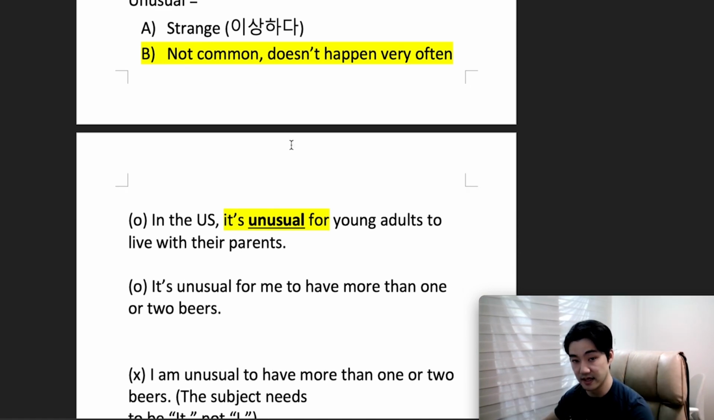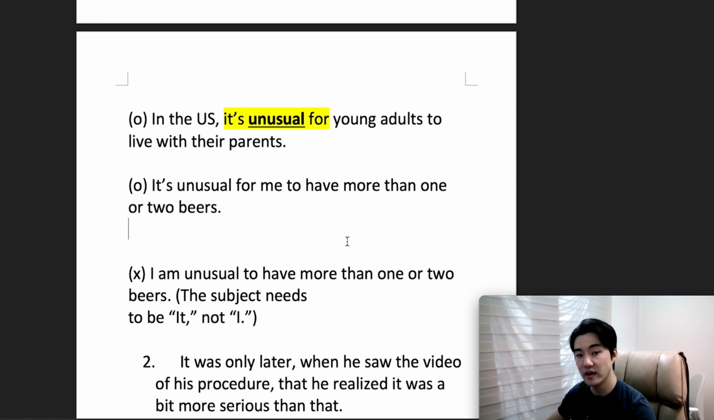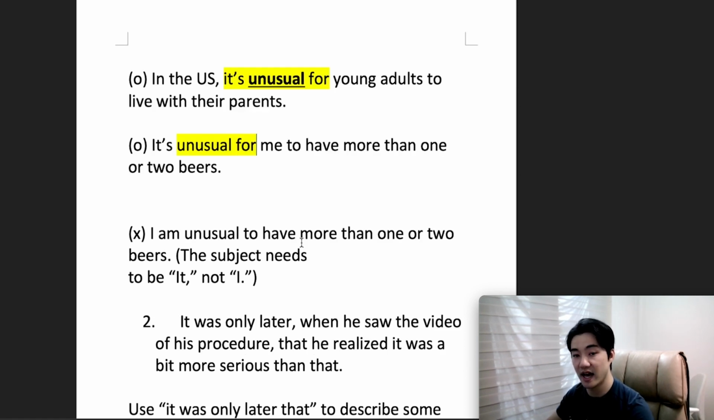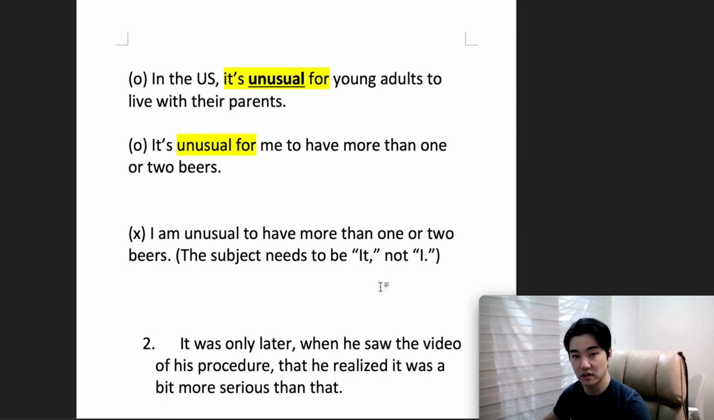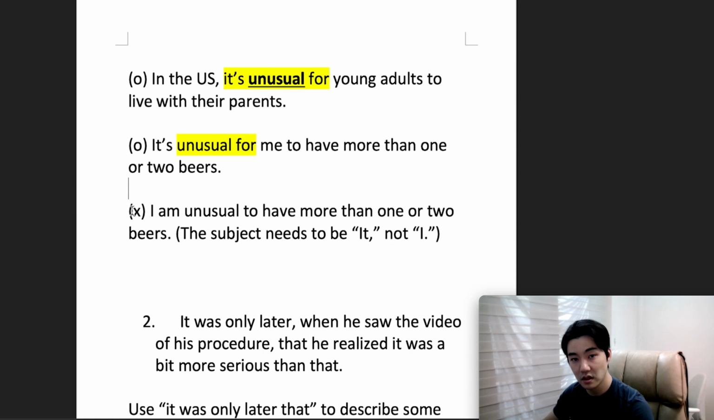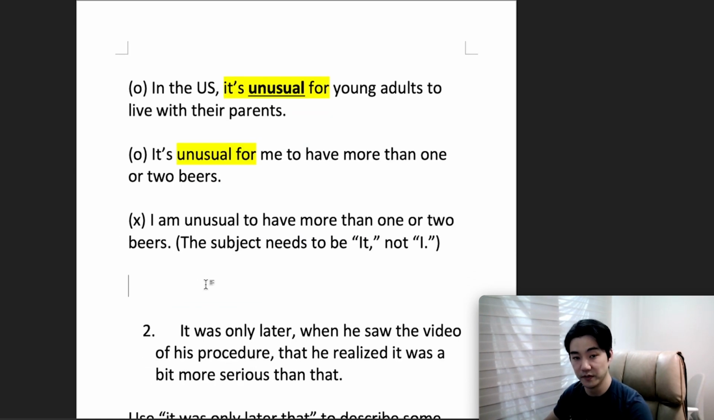Let's have a look at the second example. It's unusual for me to have more than 1 or 2 beers. 나는 맥주를 한두 잔 이상 마시는 것이 보통이 아닙니다. So this person really does not drink a lot of beer. They usually drink 1 or 2 beers. If it's more, it's unusual, not common for them. Now what you can't say is, I am unusual to have more than 1 or 2 beers. The subject needs to be it, not I. But the main important point is that it's not common and it doesn't happen very often.